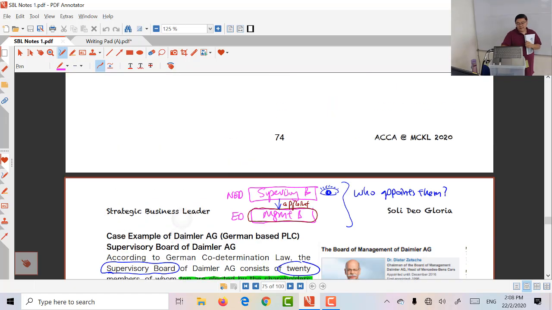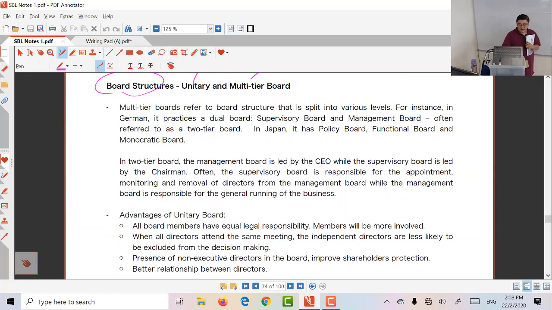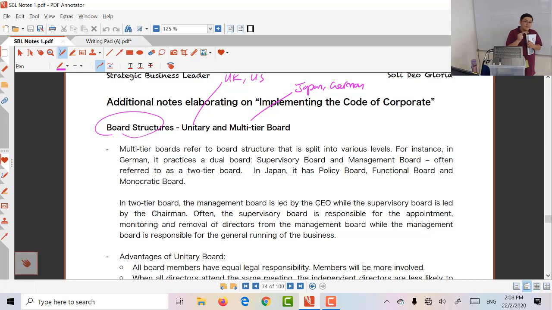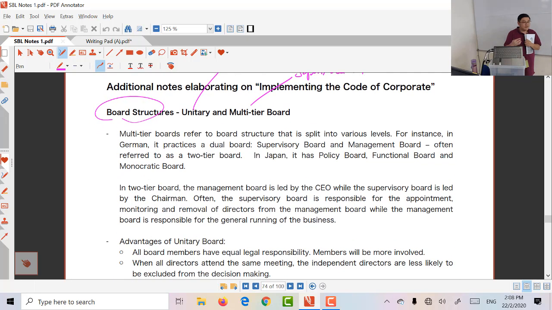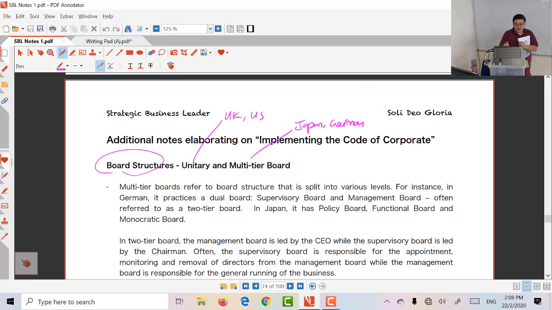Still, I would like to come back and focus on the unitary board. We come from an environment, all right, where the unitary board is our main practice because we follow a lot of UK practice. Now, what's a unitary board again? It's a board where the ED and the NED sit together in the same board. Basically, we are just saying you only have one board. There's just one board, that's it. That's called a unitary board.